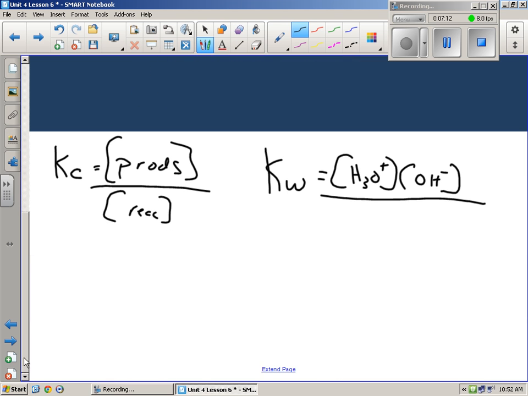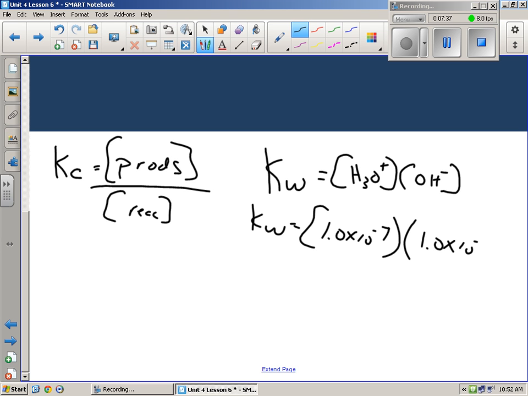So when I go back to my Kw here, I'm done. Okay, I could put this over 1 if you want, but you don't have to. So Kw is equal to those two multiplied together, the hydronium ion concentration and the hydroxide ion concentration. And at 25 degrees Celsius, the Kw, of course, is going to be 1 times 10 to the negative 7 times 1 times 10 to the negative 7. And Kw works out to be 1 times 10 to the negative 14. Always at 25 degrees Celsius.